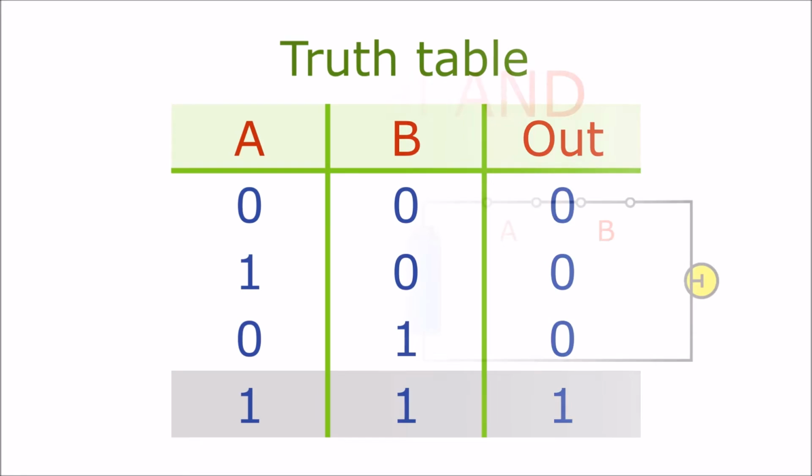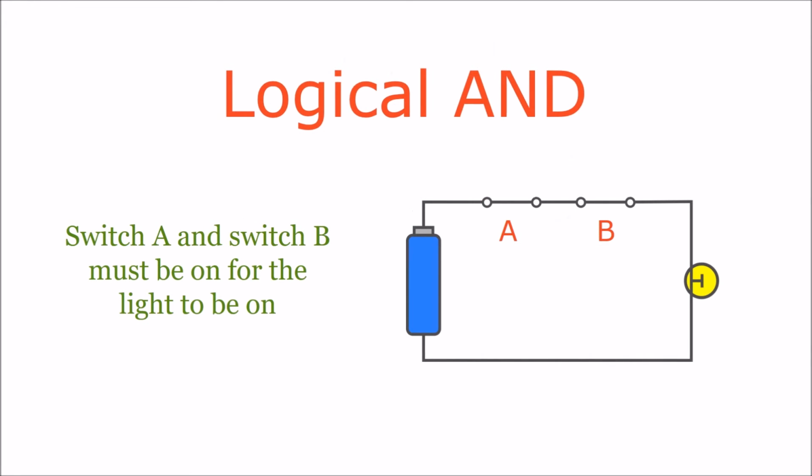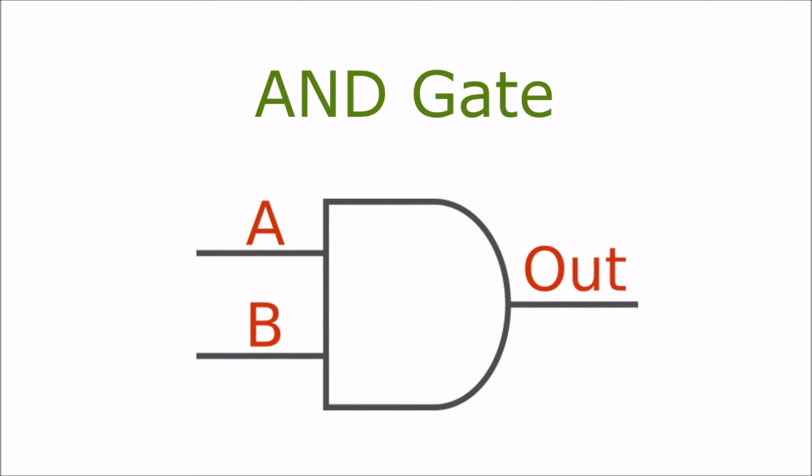We call this an AND circuit because it requires both switch A and switch B to be on for the light to be on. An AND gate is a logic gate which is similar to our electric circuit, but instead of mechanical switches it uses tiny electronic switches called transistors. This is the symbol for an AND gate. It has 2 inputs, A and B, and 1 output.